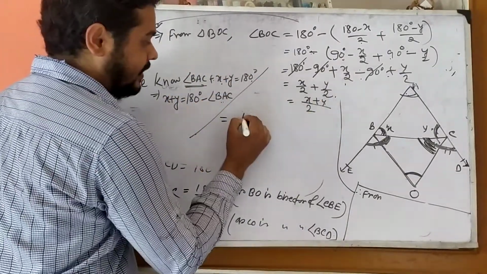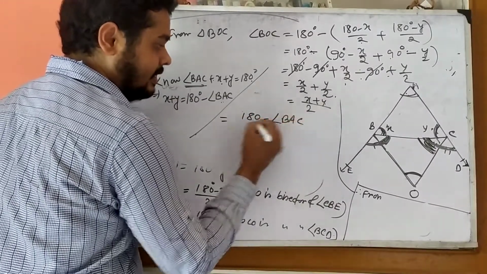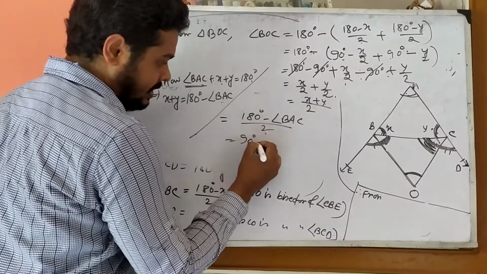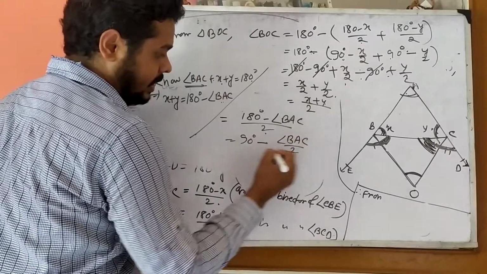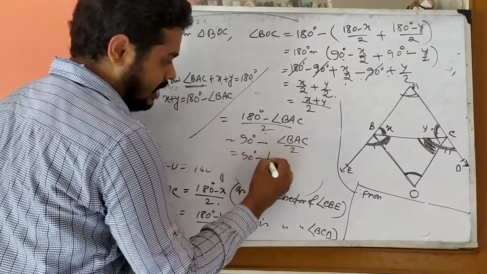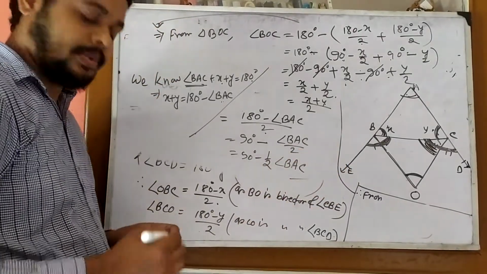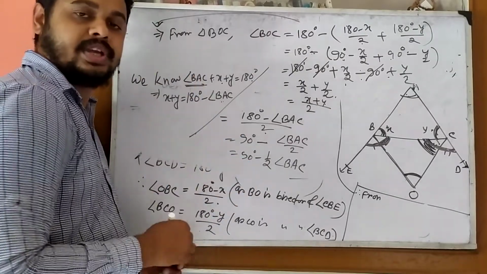So in place of X plus Y, we can write (180 minus BAC) by 2. Now 180 by 2 means 90 degrees, minus angle BAC by 2. That is 90 minus half of angle BAC. Hence, this is the required condition proved here.